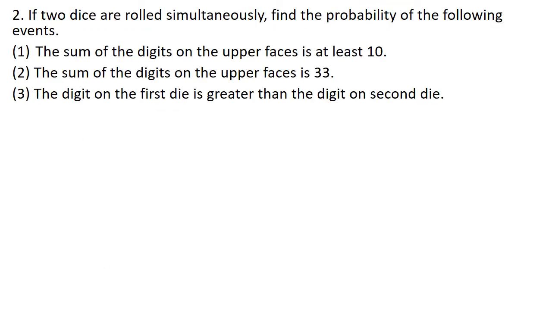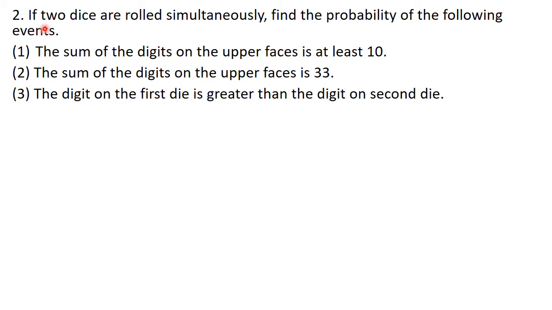Question number 2. If two dice are rolled simultaneously, find the probability of the following events. The sum of the digits on the upper faces is at least 10. The sum of the digits on the upper faces is 33. The digit on the first die is greater than the digit on the second die. So here we are provided with 3 events.